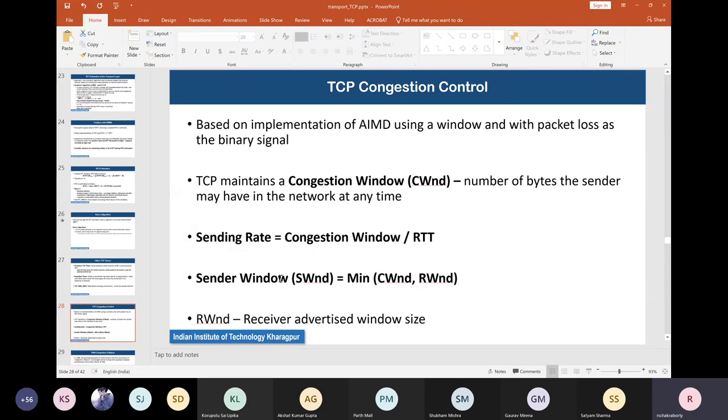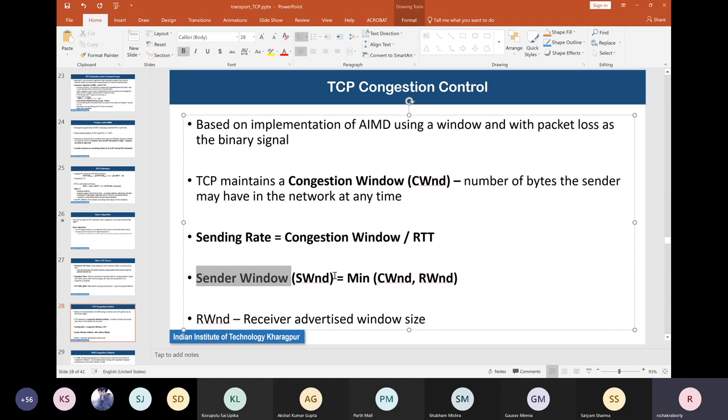TCP maintains a congestion window, the number of bytes the sender may have in the network at any point of time. It calculates something called a sending rate, which is the congestion window divided by the round trip time. Okay, whatever the estimated round trip time, or maybe the measured round trip time. Now the sender window is the minimum of the receiver window and the congestion window.